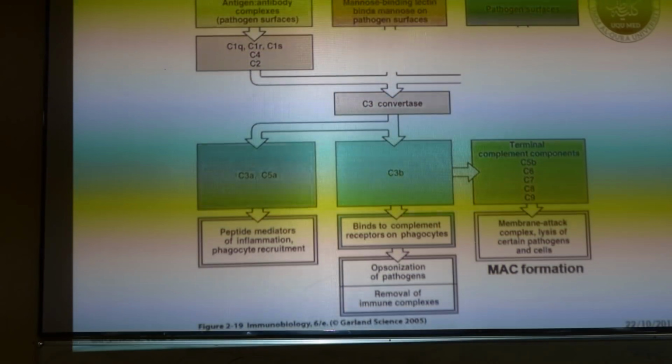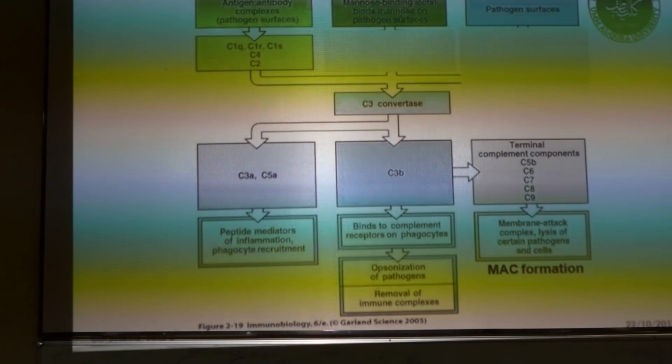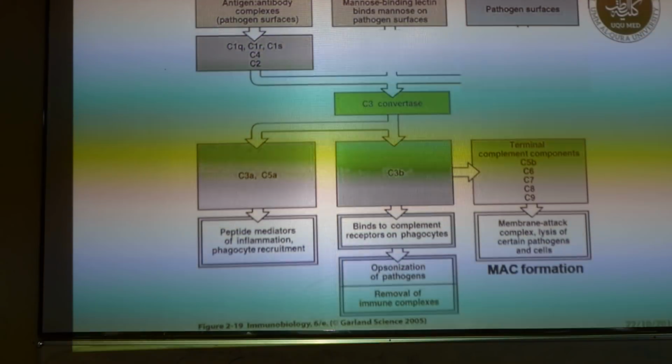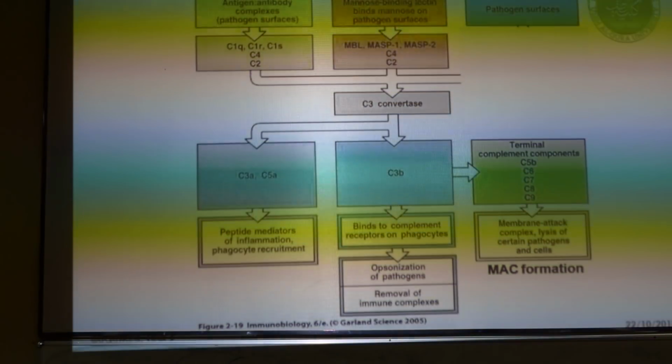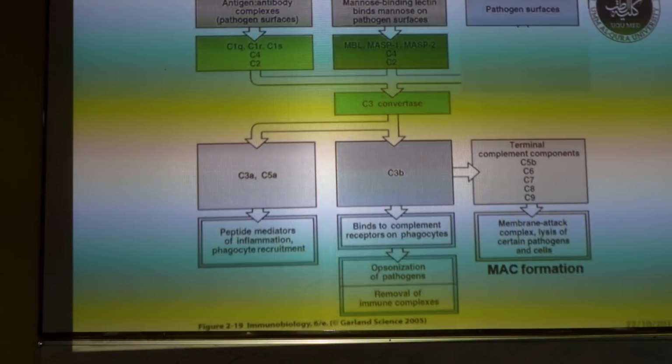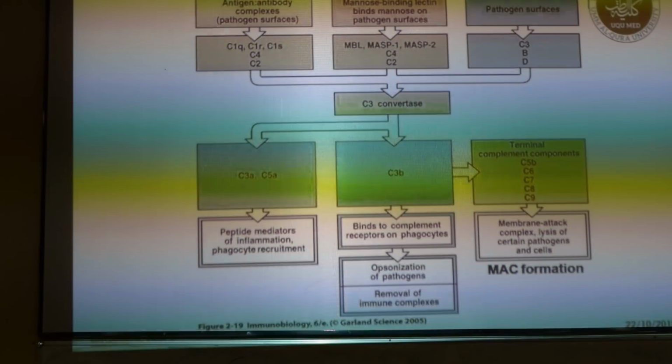So this is once again the classical pathway, antigen and antibody complex. The mannose binding lectin pathway is activated by mannose of the pathogen. The alternate pathway is activated by the encapsulated polysaccharides. You can see the classical pathway has C1q, r and s, C4 and C2 involved. The mannose binding lectin pathway has MASP1, and the alternate pathway has C3.